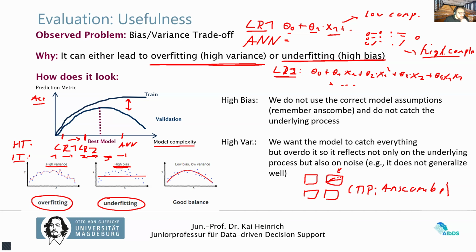Now, variance means that, and you can explain it that way, if I add a point here, right? If I add a point to the training data, the model would change. There's a high variance of models whenever I add a training point. Now the model would change.